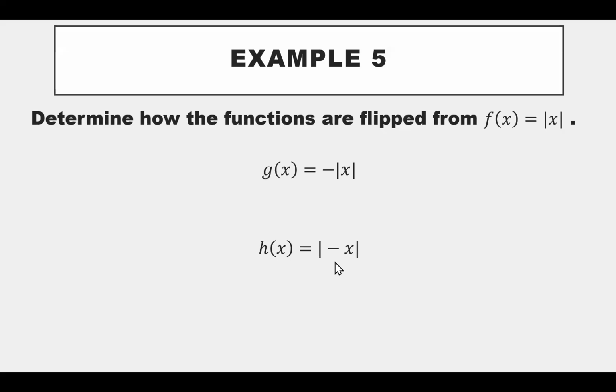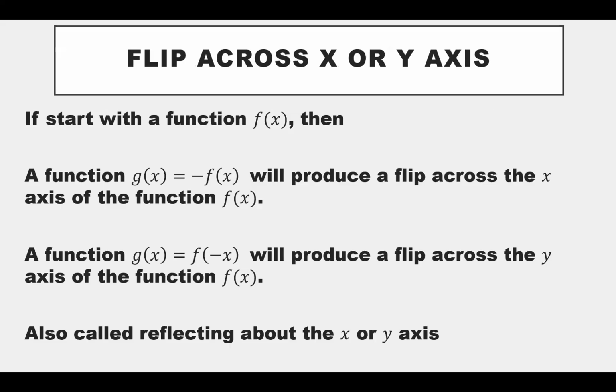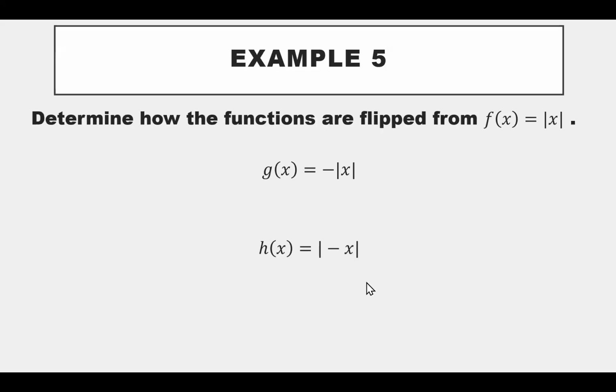Sometimes that happens. Sometimes we do get symmetry with the y-axis. And that's what happened in this case. H of x was a flip over the y-axis, a reflection about the y-axis, which actually produced the same graph.